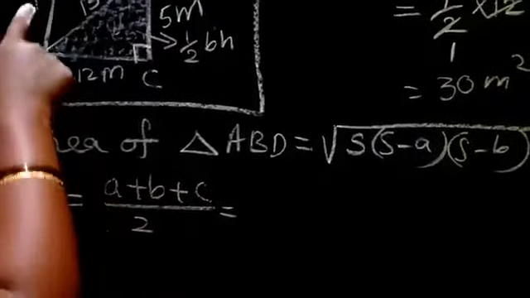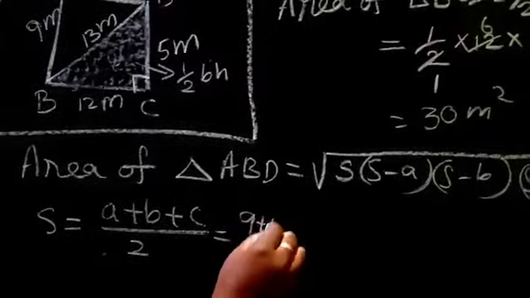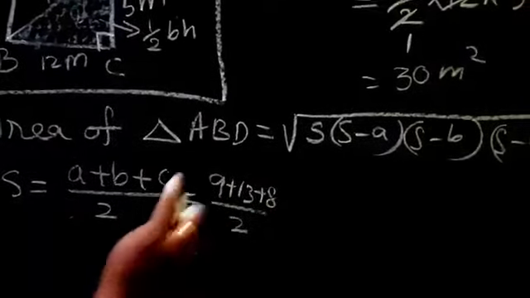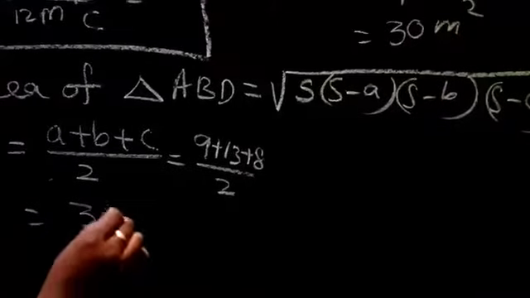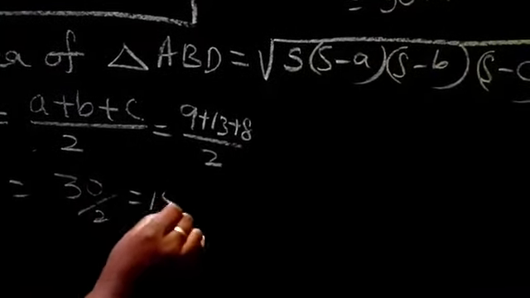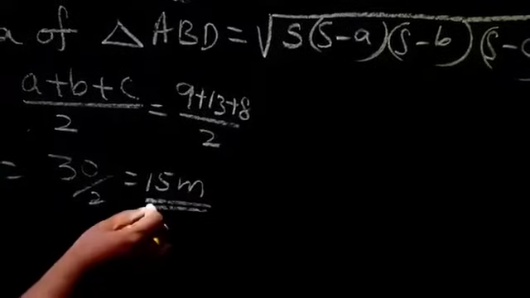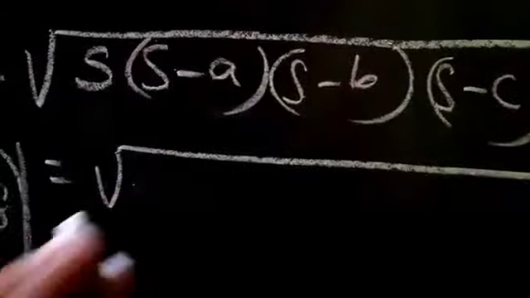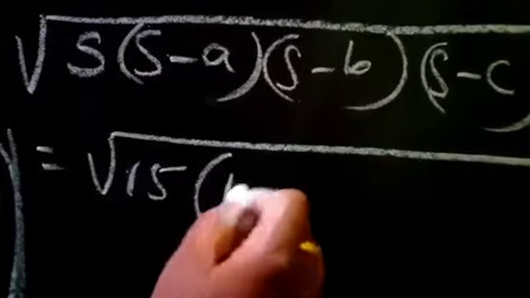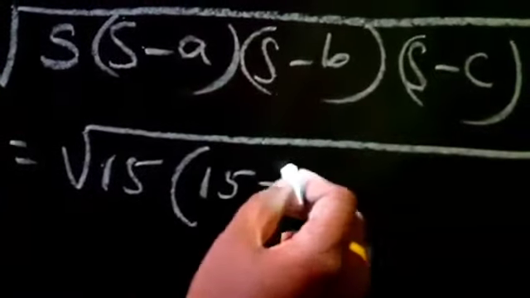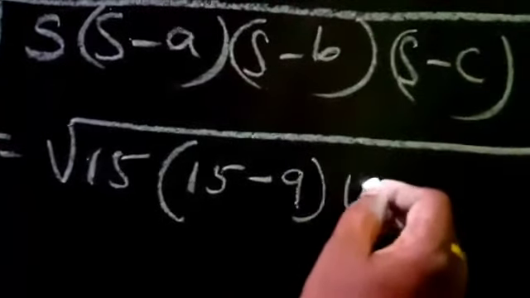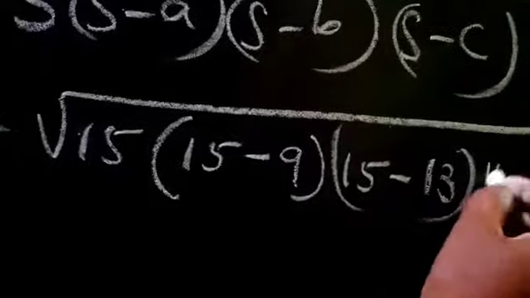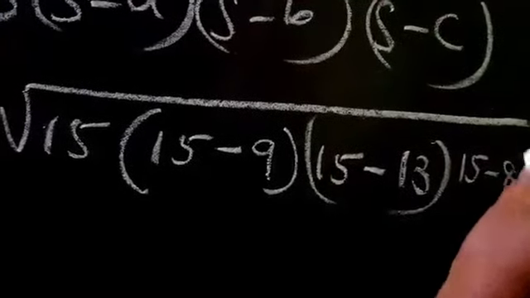So we have 9 plus 13 plus 8 divided by 2. If you add all, we will get 30. 30 divided by 2 is 15 meters. So the S value we got is 15 meters. So we will find now the square root of S, which is 15, into 15 minus A, the value is 9, then 15 minus B, the value is 13, then 15 minus C, the value is 8.